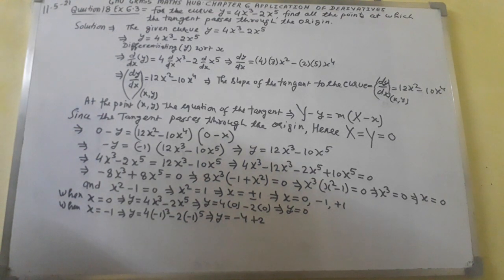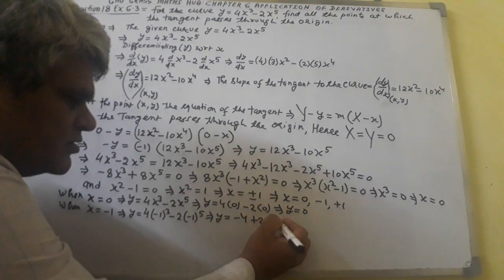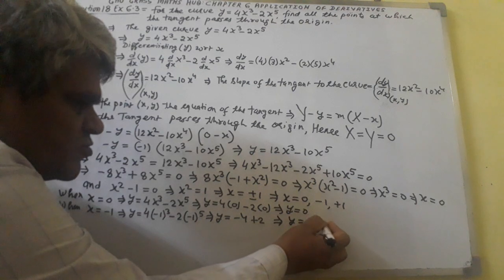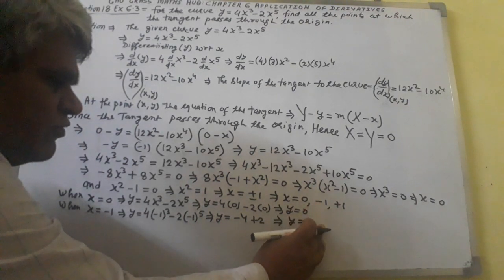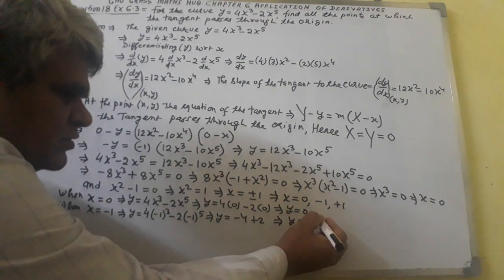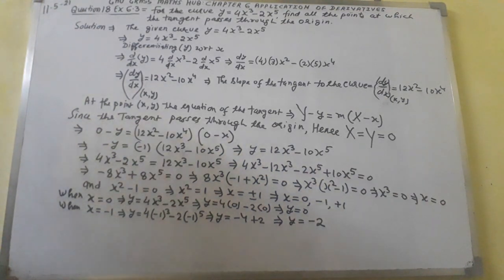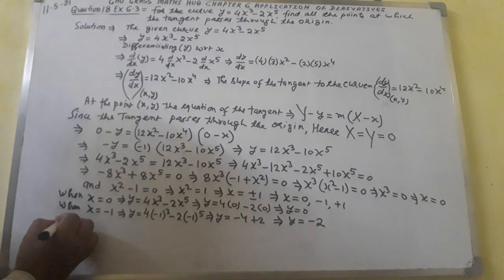Minus 4 plus 2, we shall get minus 2. So here we will get y equal to minus 2. The value of y you have got minus 2. Y equal to minus 2, this thing.